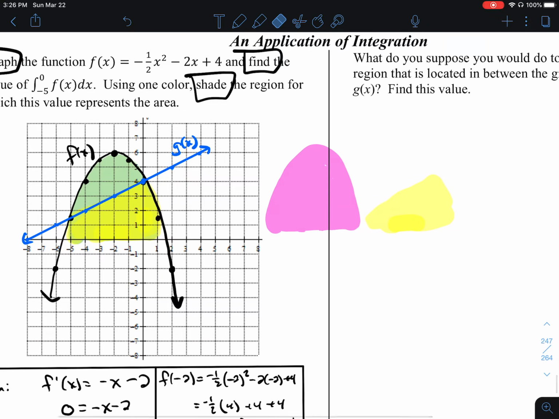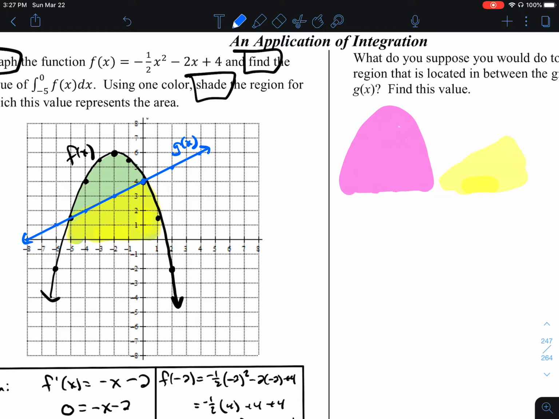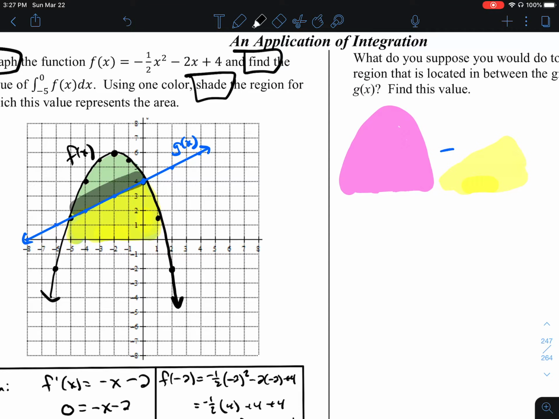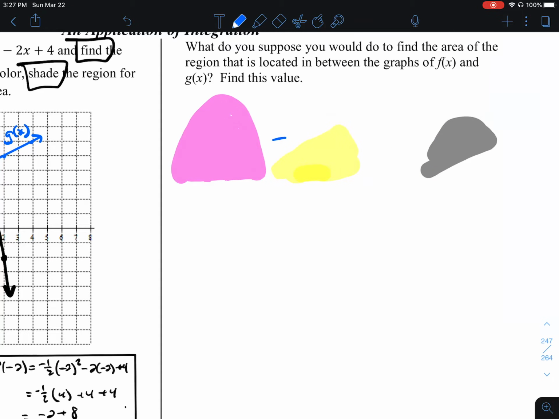And if we were to take all the pink area that we have here, and subtract from it the yellow area, guess what we would end up getting? I think you know. We would end up getting this black area, which is really what we're after.